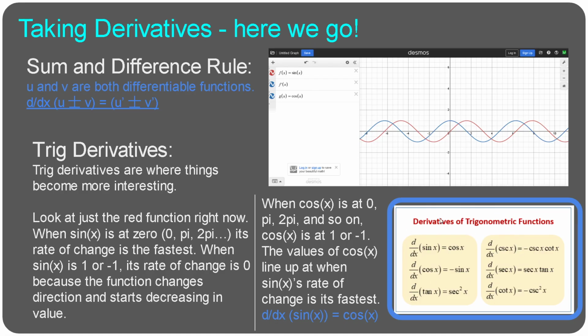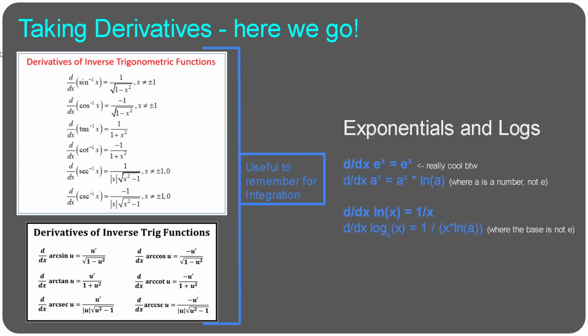There's trig derivatives. I would memorize all of them. Technically, I don't think cosecant and cotangent are as important, but I would memorize them. All right, here's inverse trig functions.